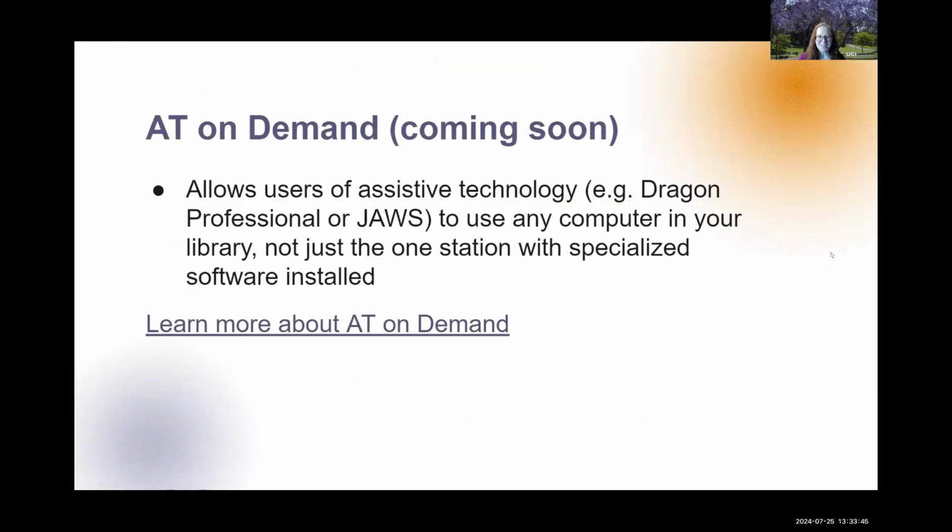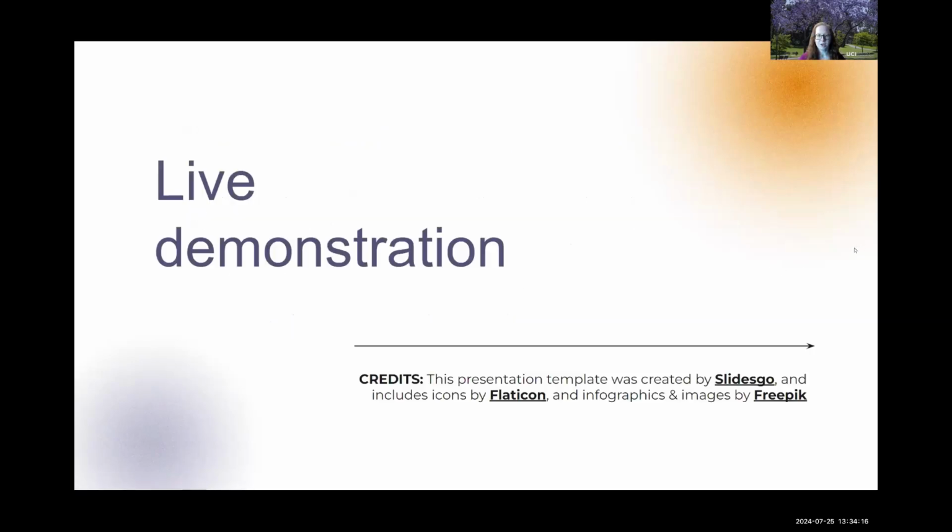So I don't have time in this lightning talk to go into this, but I have to mention Morphic's AT on Demand, which is still in development, but coming out soon. This is really exciting, and it allows users of assistive technology, things like Dragon Professional or JAWS, to use any computer in your library, not just the one station that has specialized software installed. So it's a really great leap forward in equity for people who need to use assistive tech. And you can learn more about it at that link there.